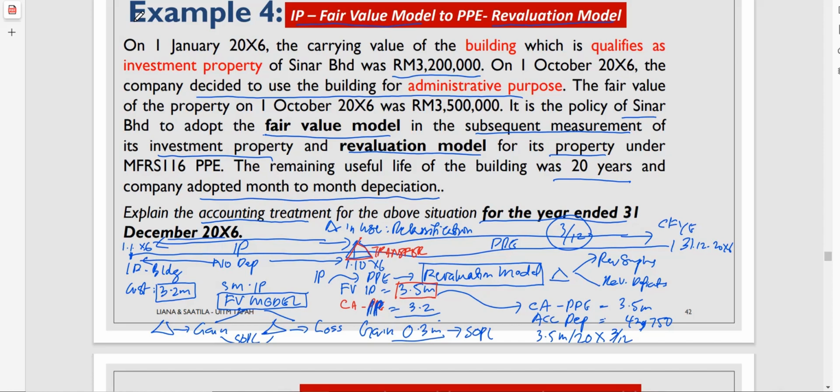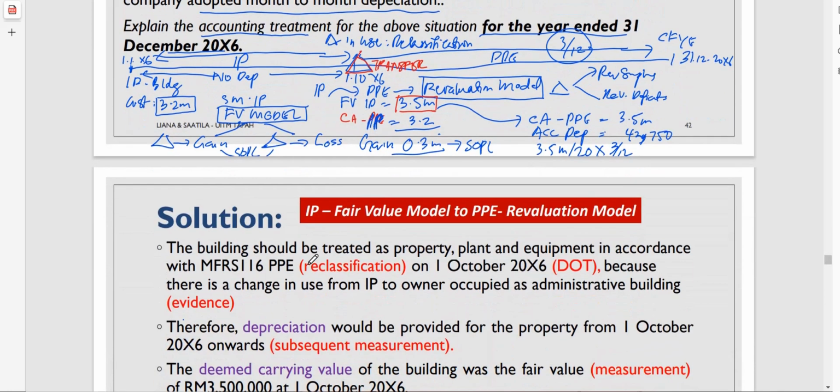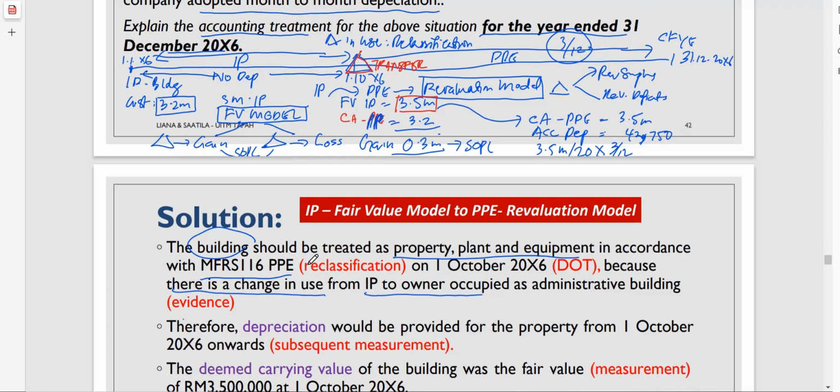You have to explain the accounting treatment for that. Using this diagram, you should be able to explain the accounting treatment, and it could help you. The first one is that you need to explain what happened with the item building. The building now will be treated as a PPE in accordance with MFRS 116. Give the reason, the evidence, because there is a change in use, and explain what the change in use is, which is from IP to become PPE.